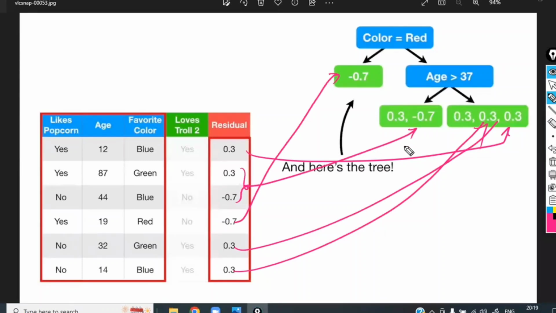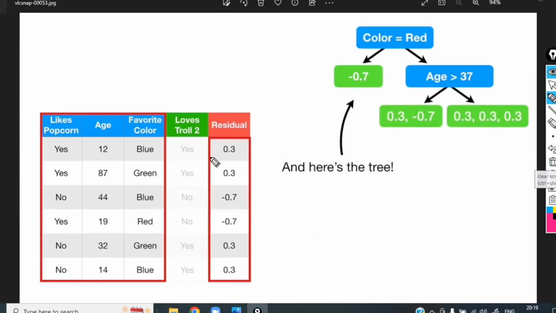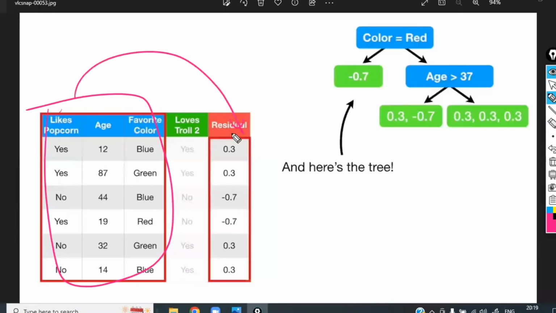Is the decision tree satisfied or not? Please check and tell me. Color is equal to red. True means the output is minus 0.7. Color equal to red is the only record, so the output is minus 0.7. I have written it here. Age is greater than 37. Whichever records satisfy it, I am keeping here. Is that clear? The decision tree is formed by considering this as the input data and this as the output data. By considering this, I have created the decision tree, not by considering the output variable. By considering the input variables, we have created the decision tree.